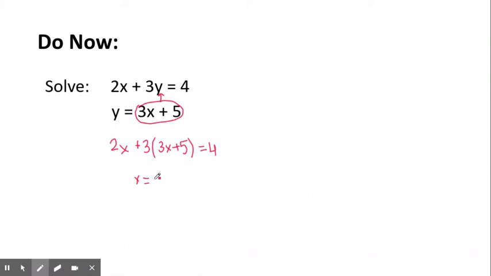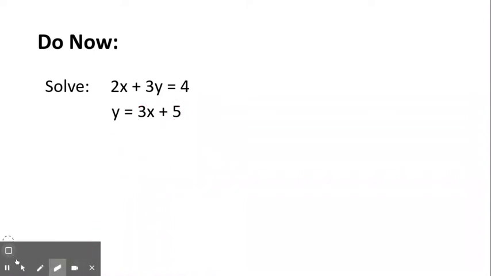Once you've got one of your variables, you can substitute it into either of the equations. If you substitute it here, you get 3 times -1, which is -3, and -3 plus 5 gives you 2 for y. So that final point would be the point (-1, 2), since y is 2. And that would be the solution point for the system.